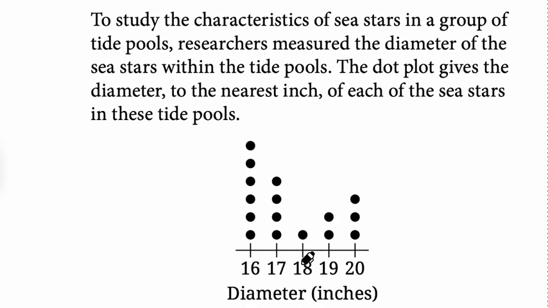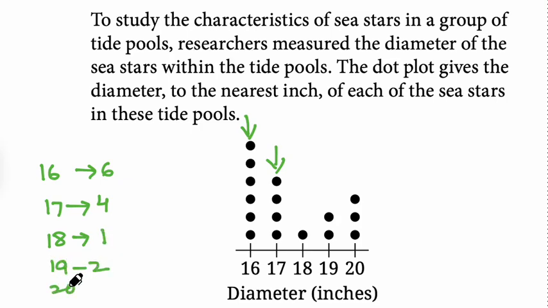Now, as you can see, there is only one data, right? Diameters of sea stars. So 16 is the diameter for these many sea stars. 17 is the diameter of these many sea stars. So let's say 16 is the diameter for 1, 2, 3, 4, 5, 6 sea stars. 17 is the diameter for 4. 18 is the diameter for 1. 19 is for 2 and 20 is for 3.